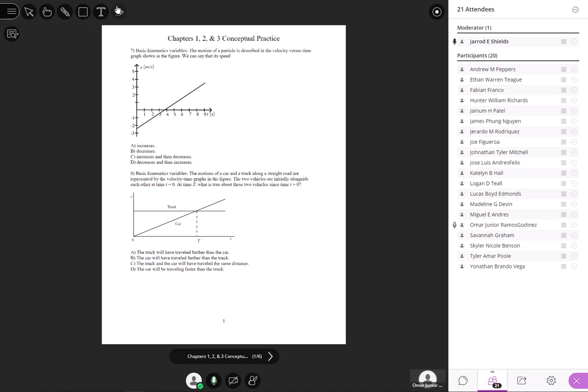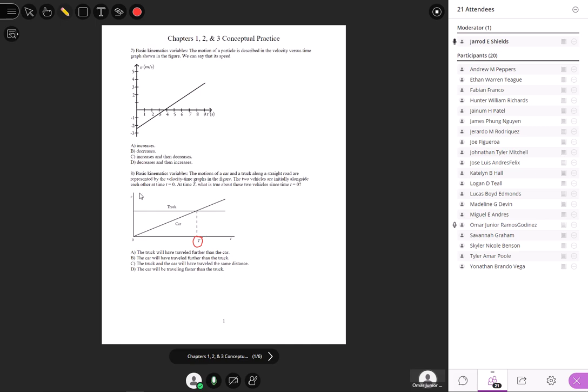All right, let's look at this next one. Basic kinematic variables. The motion of a car and a truck along a straight road are represented by the velocity-time graphs in the figure. The two vehicles are initially alongside each other at time t equals 0. At time t, at this final point in time, they decided to pick this point right here, and it doesn't matter what the value of the time is, it's just that point. What is true about these two vehicles since time 0?